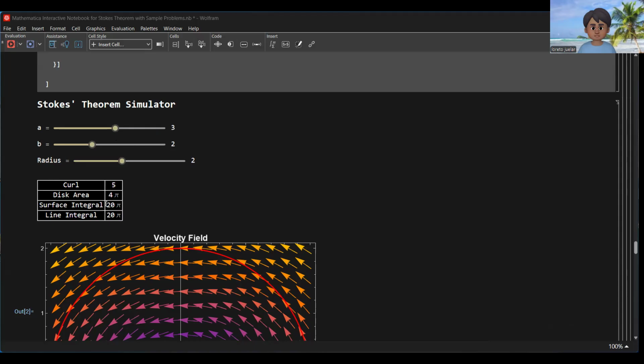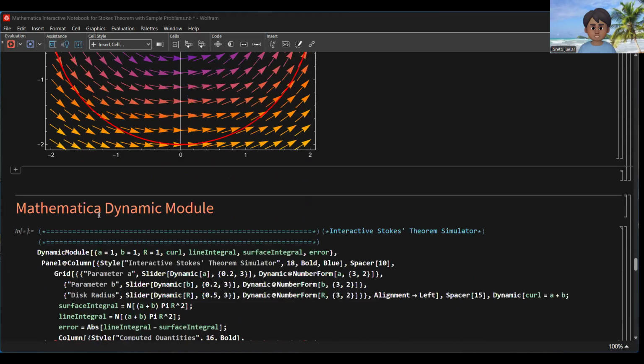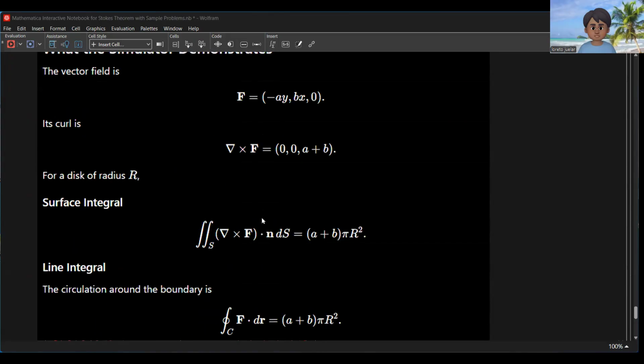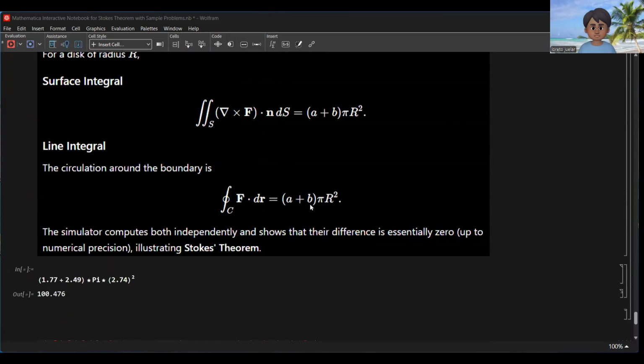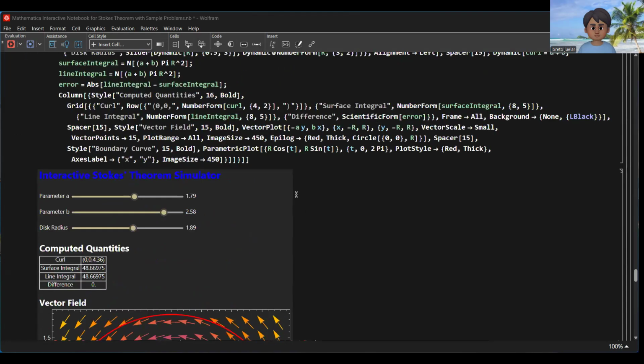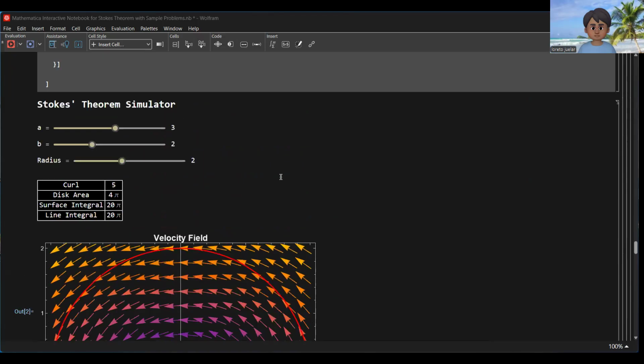We have the surface integral equal to 20 pi, and the line integral is also equal to 20 pi. So they are equal, meaning the surface integral here is equal to the line integral. By using this definition, we have a plus b. So a plus b is equal to 5, times pi, so 5 pi.